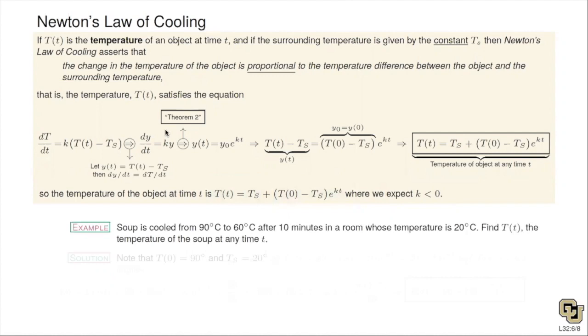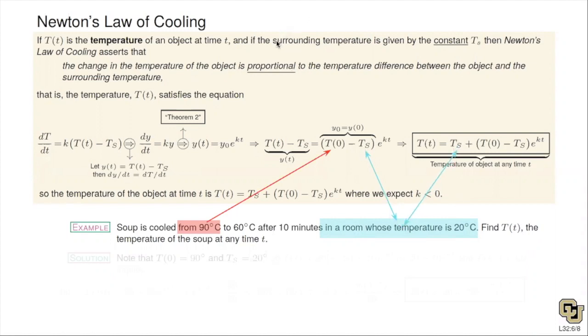So here, let's do a quick problem, and then I'll stop. It says soup is cooled from 90 degrees to 60 degrees after 10 minutes in a room whose temperature is 20 degrees. Find the temperature of the soup at any time t. So first of all, when they say soup is cooled from 90 degrees, 90 degrees is our initial temperature of the soup. So T of 0, the initial temperature of the soup, is 90 degrees. And then they say they're in a room whose temperature is 20 degrees. That's the surrounding temperature. So 20 degrees would be T sub s.